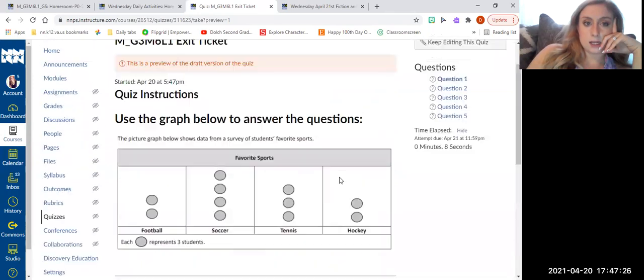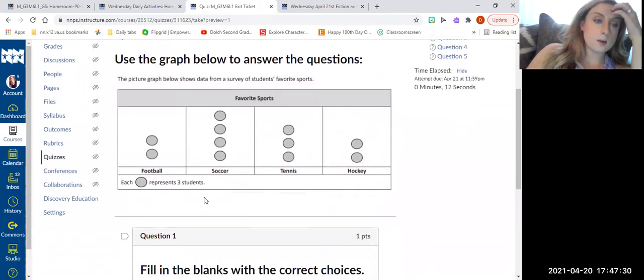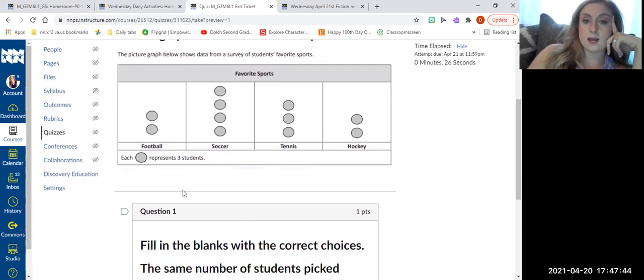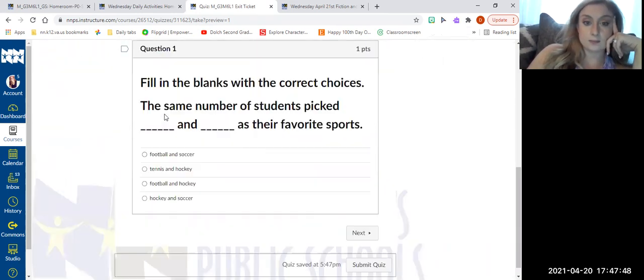And then on here, friends, you're gonna use this graph to answer the questions. What I wanna point out to you is it says each circle represents 3 students. So when you count up these circles, it's like 3 for each. You really need to be mindful of that. This here at the bottom, that's called the key. It tells us what the value of whatever it is on our graph.